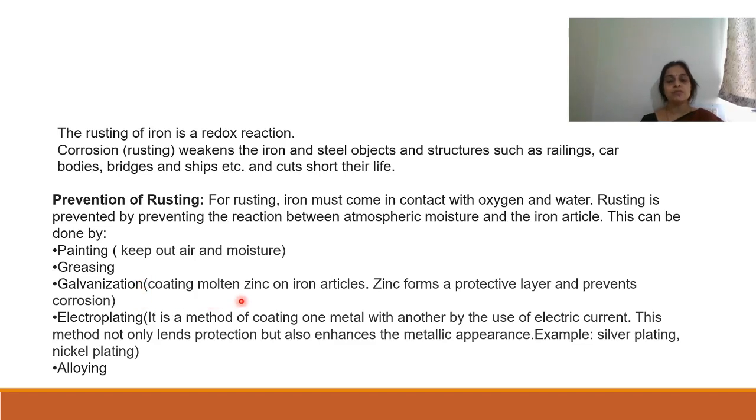Galvanization. It's a coating of molten zinc on iron articles. Zinc forms a protective layer and prevents corrosion. Electroplating. It's a method of coating one metal with another by the use of electric current. This method not only prevents corrosion but also enhances the metallic appearance, like nickel plating or silver plating. Another method is alloying.